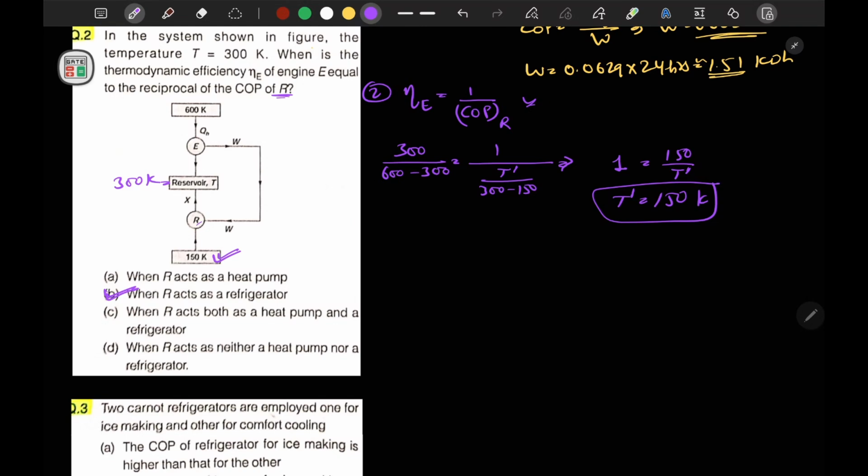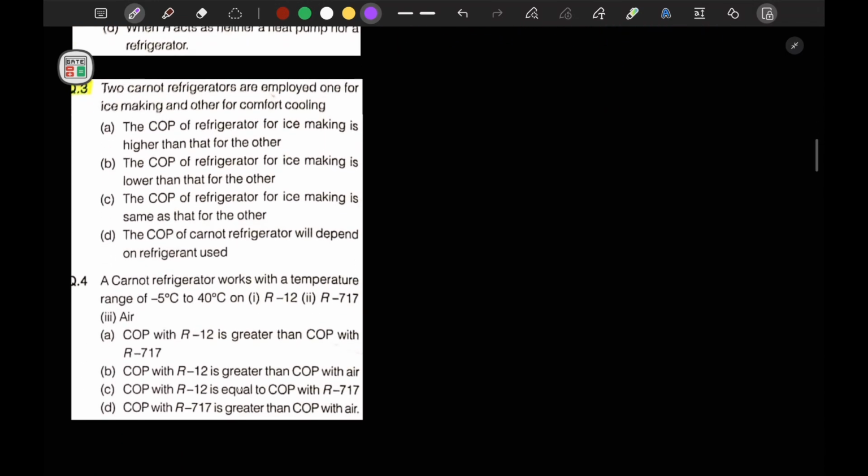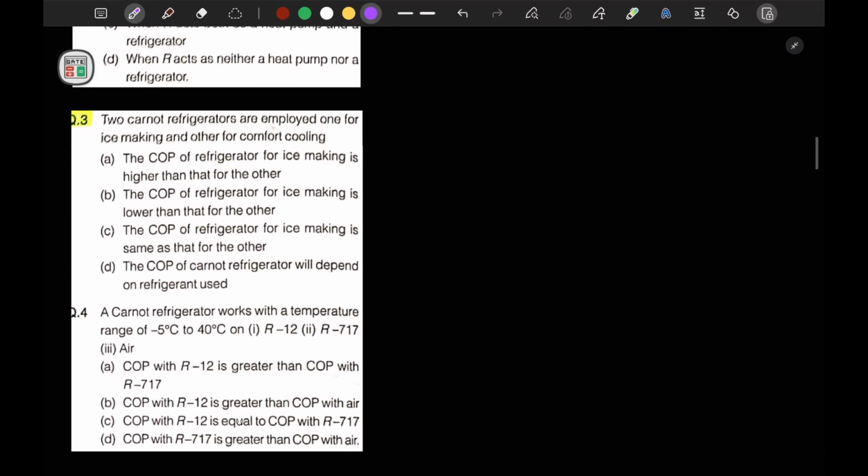Now we will be moving to question number 3. The two Carnot refrigerators are employed, one for ice making and the other for comfort cooling. It is mentioned that COP of 1 is for comfort cooling. Let me write the equation first. So we know that this is our equation for refrigeration COP. Let's talk about the case of refrigeration first, and then we will talk about air conditioning.